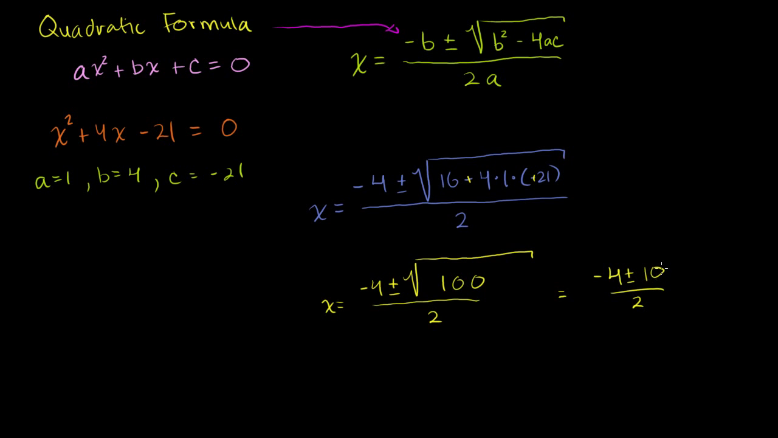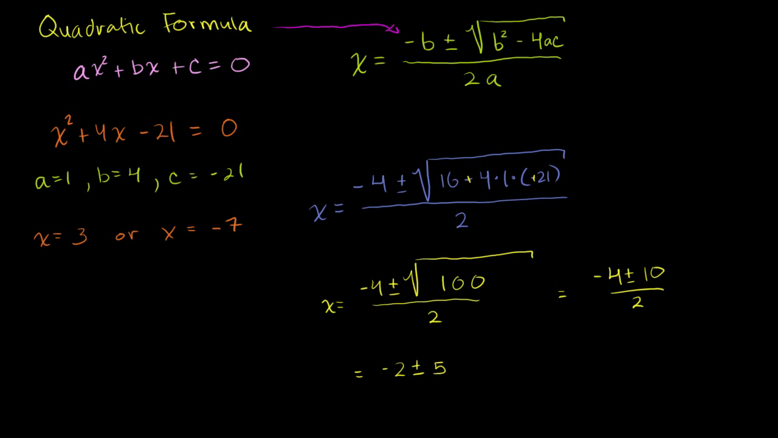We could just divide both of these terms by 2 right now. So this is equal to negative 4 divided by 2 is negative 2 plus or minus 10 divided by 2 is 5. So that tells us that x could be equal to negative 2 plus 5, which is 3, or x could be equal to negative 2 minus 5, which is negative 7. So the quadratic formula seems to have given us an answer for this. You can verify just by substituting back in that these do work.